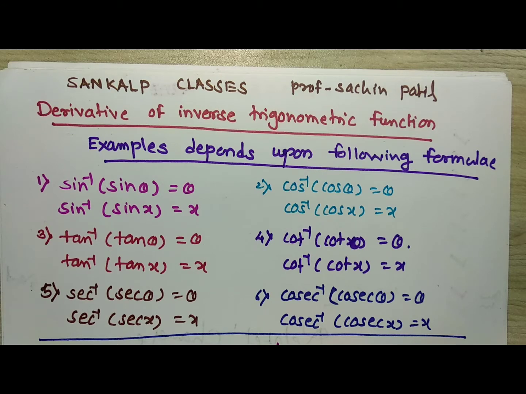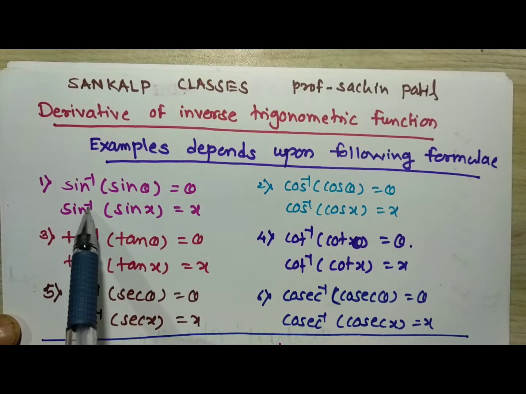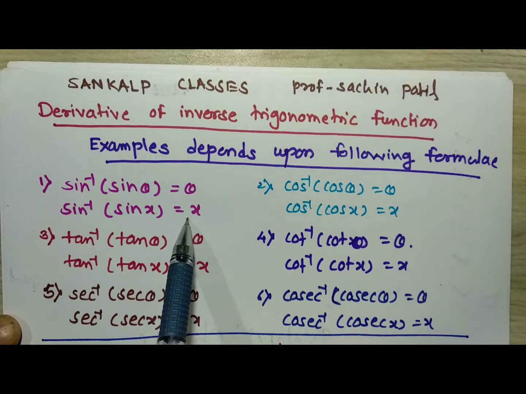Right now we are going with the derivatives of inverse trigonometric functions. Now we are going with examples of inverse trigonometric functions, which depend on formulas like this one. Sine inverse sine theta is equal to theta. That means sine inverse sine x, where theta is replaced by x, you will get x.